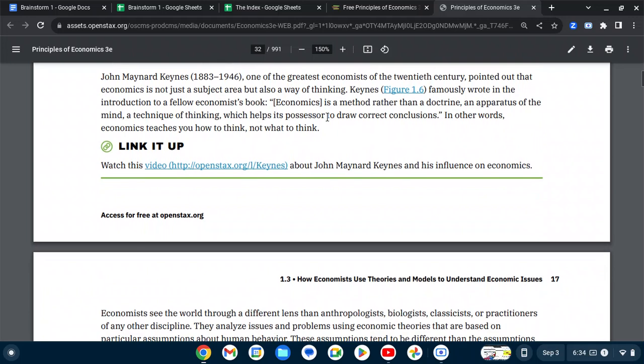John Maynard Keynes, one of the greatest economists of the 20th century, pointed out that economics is not just a subject area, but also a way of thinking. Keynes famously wrote in the introduction to a fellow economist's book, economics is a method rather than a doctrine, an apparatus of the mind, a technique of thinking which helps its possessor to draw correct conclusions. In other words, economics teaches you how to think, not what to think.